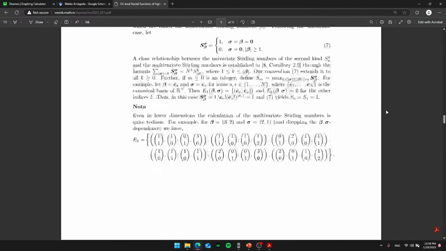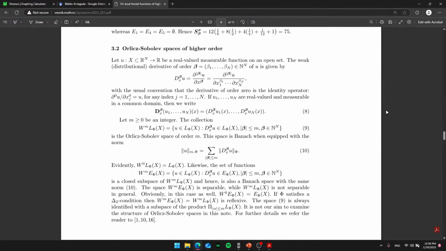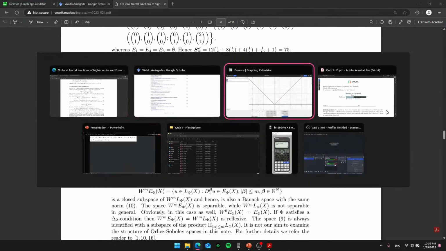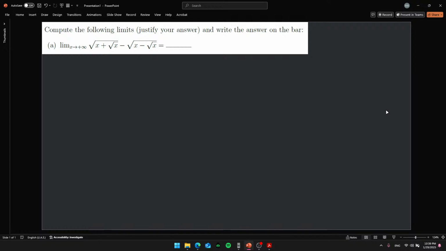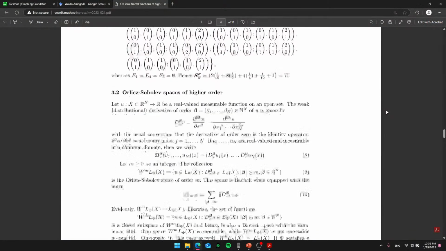Wallah, math nerdies, bruh. This is the math that I'm talking about. Not like limits. Limits, like, I can solve them with my eyes, wallah. This is what I'm talking about, guys.